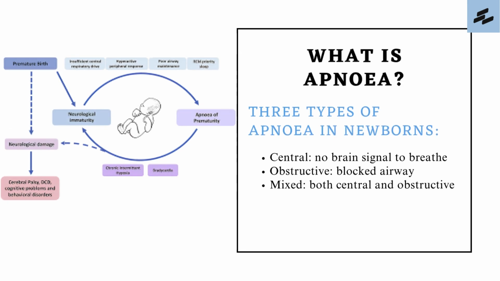What is apnoea? This module explains the 3 types of apnoea in newborns. Central apnea occurs when the brain doesn't send the signal to breathe. Obstructive apnea happens when the airway is blocked. Mixed apnea is a combination of both central and obstructive types.